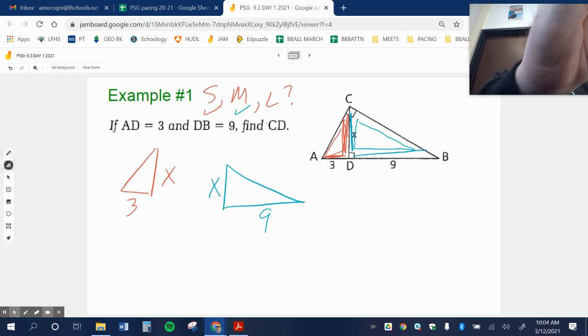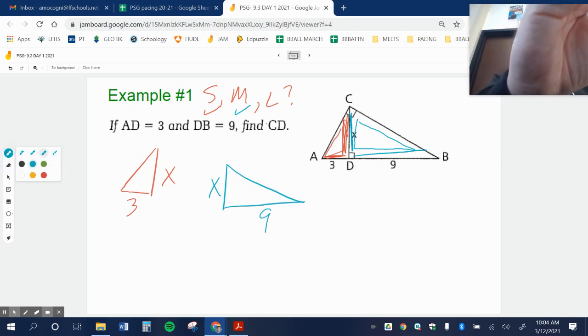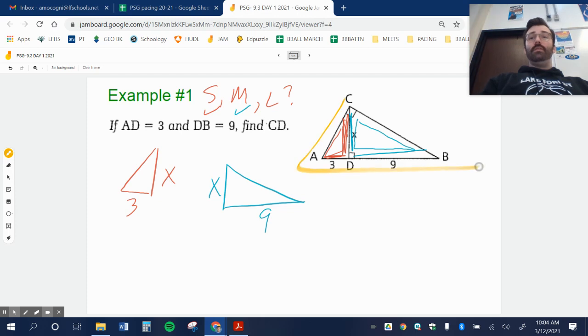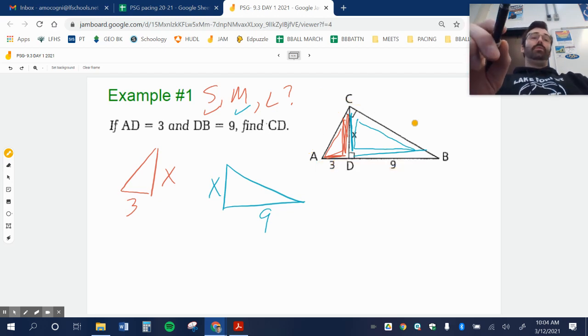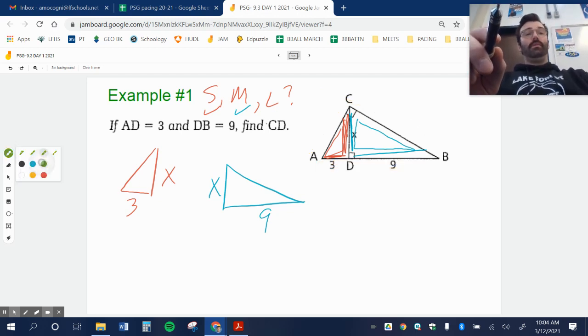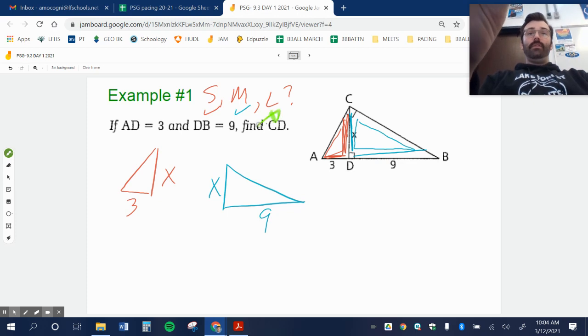I'm not even considering the large. If you look at this large triangle here, the only side you have is this one. That's only one side. X is not a part of the large triangle. It's not AC, it's not CB. So I don't want to consider the large triangle. I want to ignore it. Unfortunately, so sad for the large triangle. No thank you.